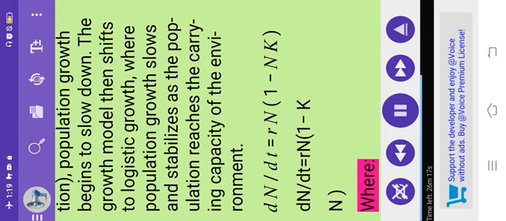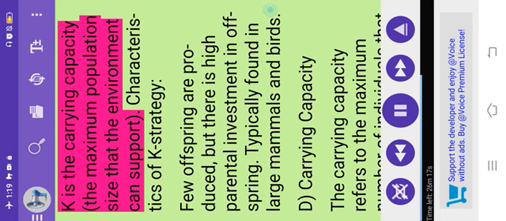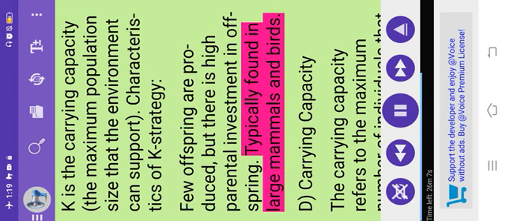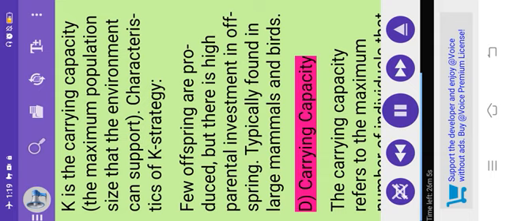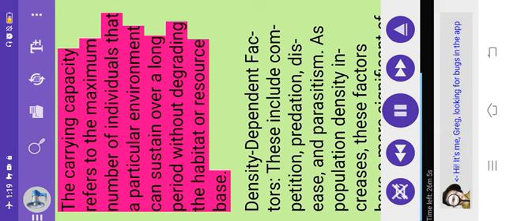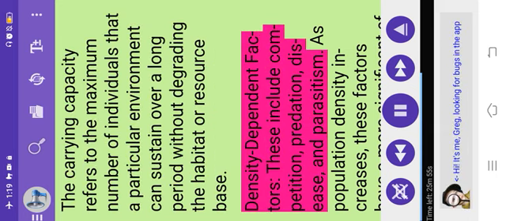Where K is the carrying capacity, the maximum population size that the environment can support. Characteristics of K strategy: few offspring are produced, but there is high parental investment in offspring. Typically found in large mammals and birds. D. Carrying capacity. The carrying capacity refers to the maximum number of individuals that a particular environment can sustain over a long period without degrading the habitat or resource base.